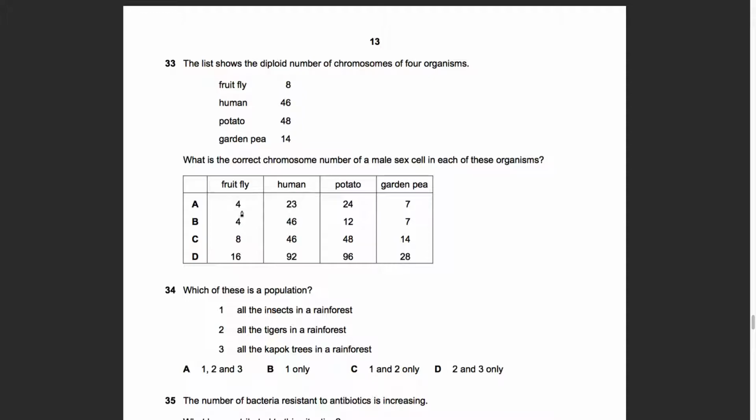So fruit fly has to have 4. So that's nonsense. Okay. And then if we go through, human has to be 23. So we've already got our answer A. Just if you want to check, 24, half of 48, 7, half of 14. Bam, we've done it. 33 is A.